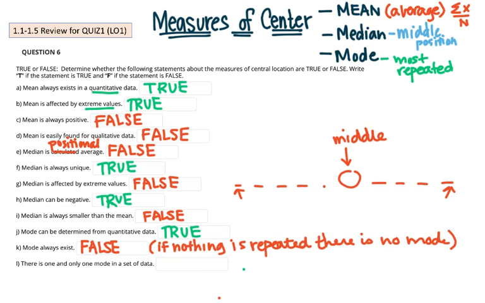Let's go to the next one. There is one and only one mode in a set of data. Also false. It's possible to not have a mode. It's possible to have more than one mode if there is a tie for the most repeated data.